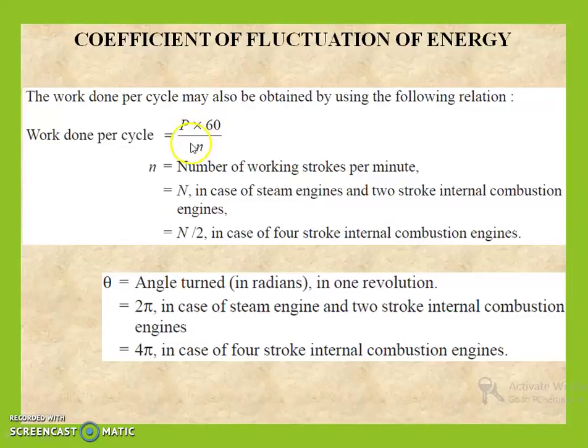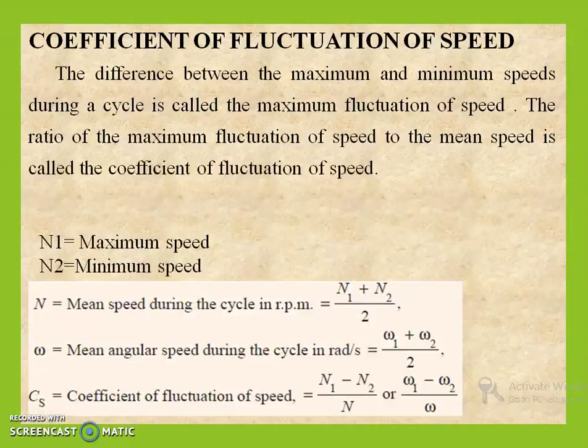P is the power, n here is the number of working strokes per minute. In the case of a two stroke engine, it is capital N, and for a four stroke engine, it is capital N by 2. And theta is the angle term. For a steam engine or two stroke engine, it is 2 pi, and for a four stroke engine, the value of theta is equal to 4 pi. That is, the whole cycle is completed in two complete revolutions.